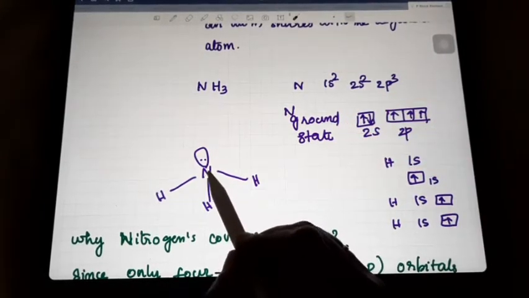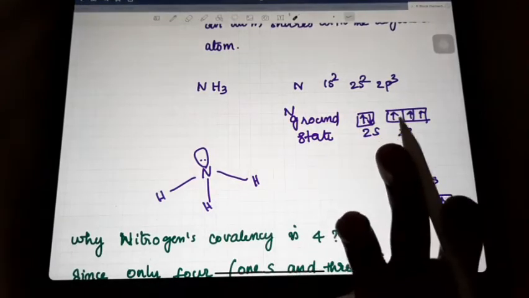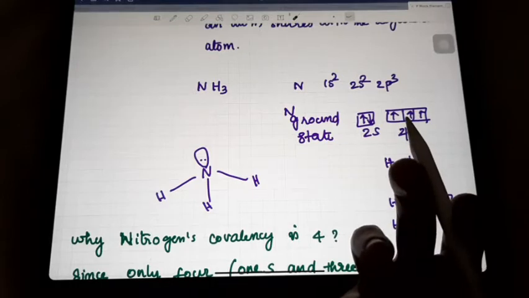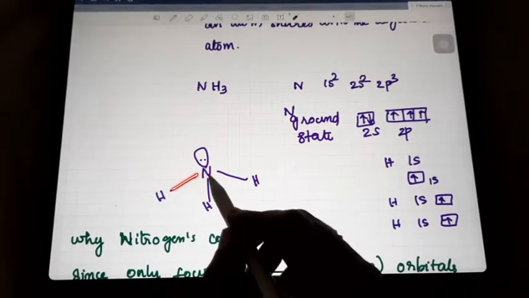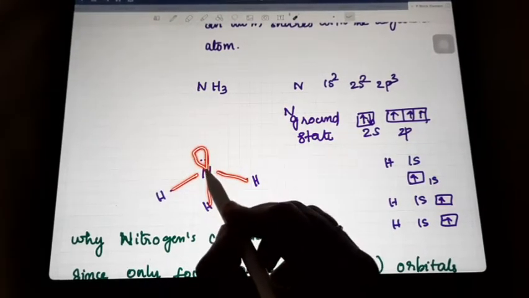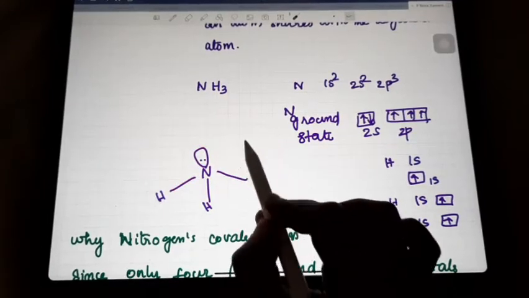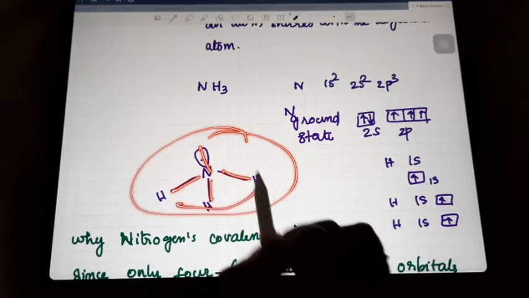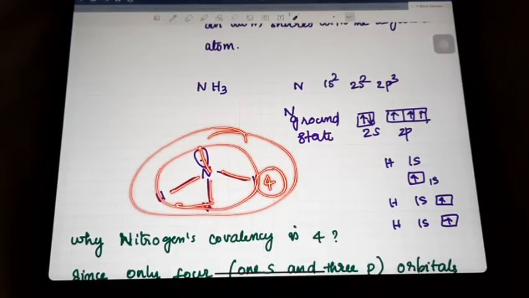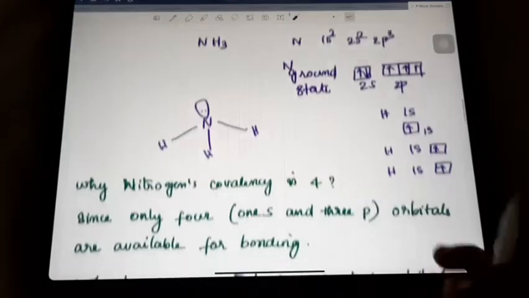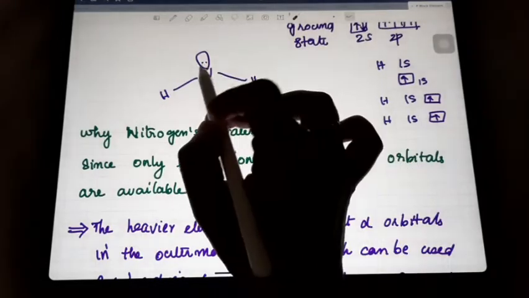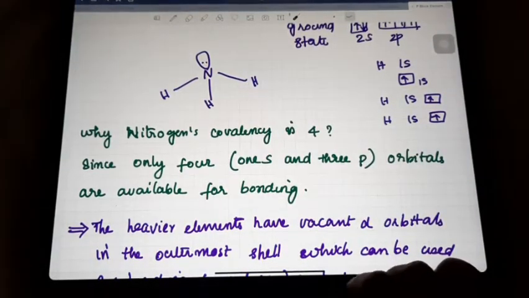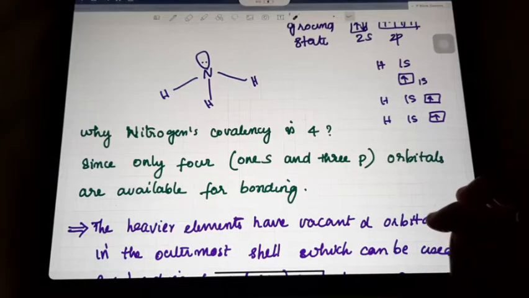So how many electron pairs are involved in this bonding, shared with the adjacent atom? You can see 1, 2 and 3. This is also a part of this nitrogen atom. In this bonding, you can see 1, 2, 3, 4. So that's why we say that the covalency of nitrogen is 4, because this is also a part of bonding. So we discussed nitrogen's case of covalency.